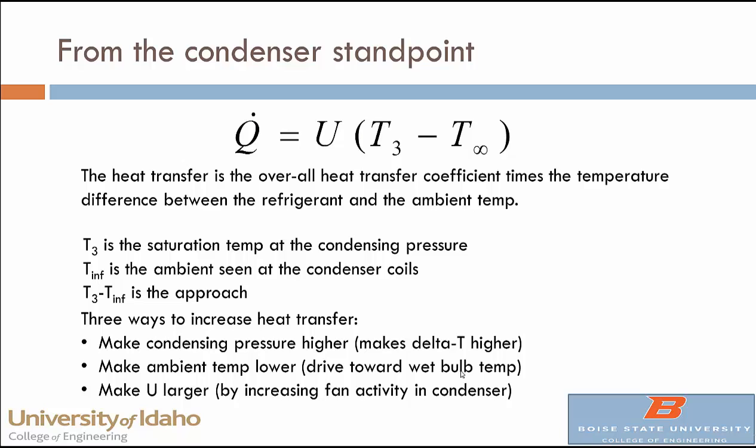There are 3 ways to make Q dot bigger, right? Q dot is what we need to have happen. We can make the condensing pressure higher, which drives T3 higher. We can make the ambient temperature lower, and we do this in the evaporative system by driving the temperature in the condenser towards wet bulb. Or we can make U larger. One of the things that's buried in U is a convective coefficient, and that's driven by the velocity of the air across the tubes and across the fins. And so we can make the fan blow harder, right? So those 3 things are all kind of under our control.